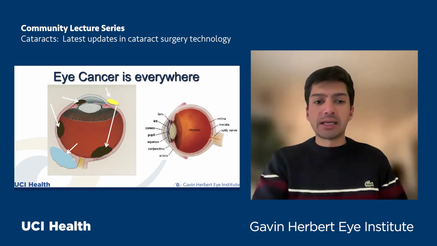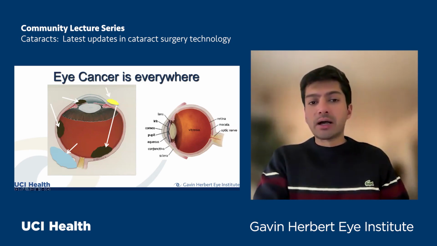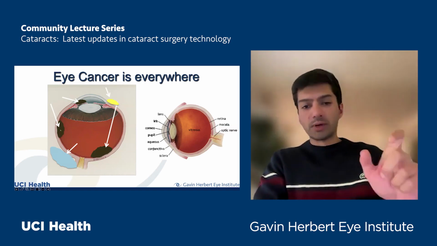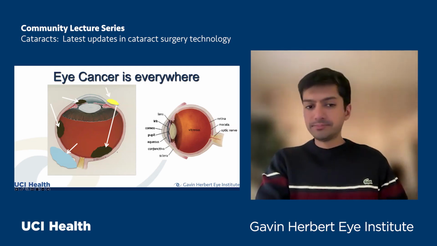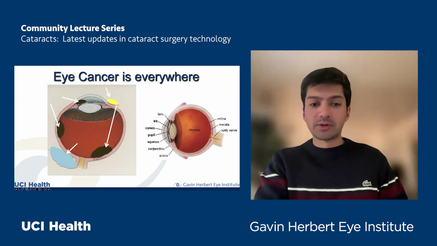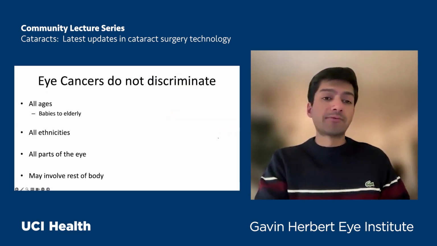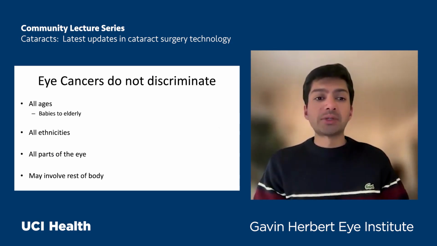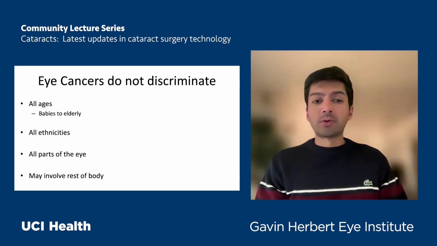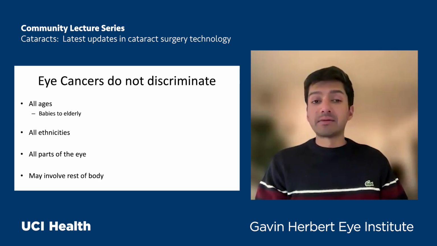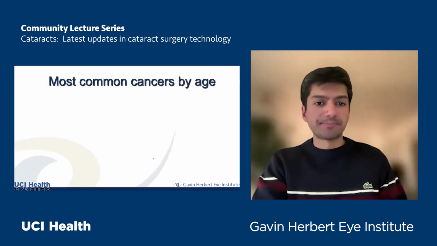which I'll get into. But this is a slide on the left that shows possible growths on the surface of the eye, as Dr. Lee had shown. This is inside the eye on the iris, which I'll get to a little bit. This is in the front part of one of the layers of the back part of the eye. This is all the way in the back of the eye. And then this growth is outside the eye, which Dr. Ediriwickrema will get into. And so, unfortunately, eye cancers do not discriminate. We see it in all ages, from a newborn to an elderly patient, all ethnicities, all parts of the eye, and it may involve the rest of the body. So we take this very seriously.